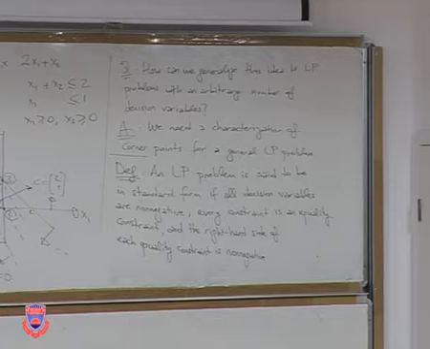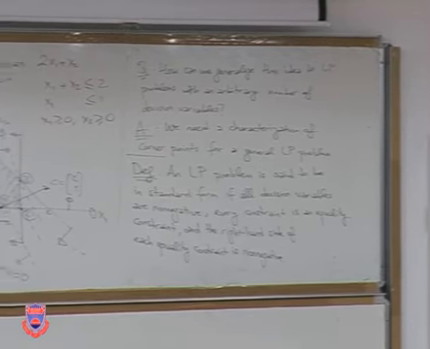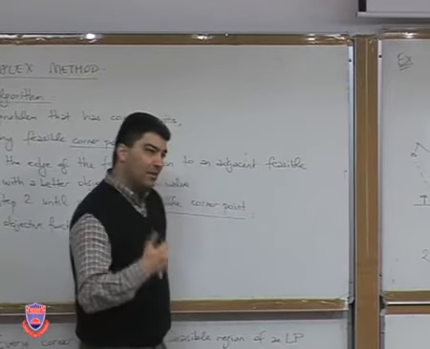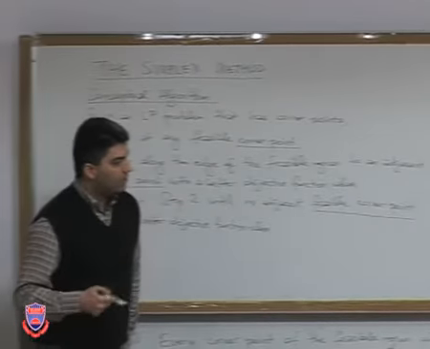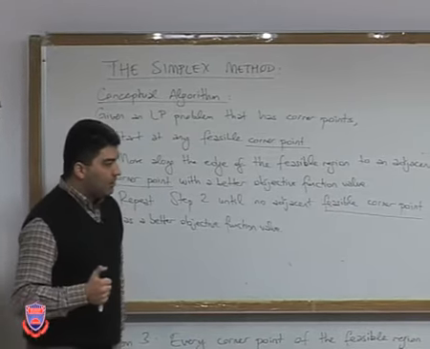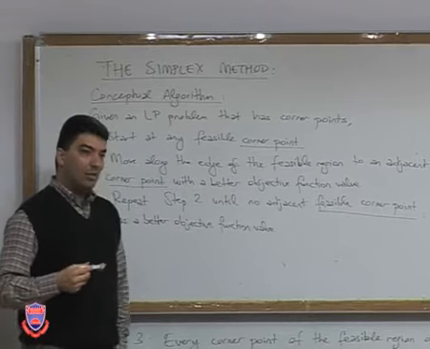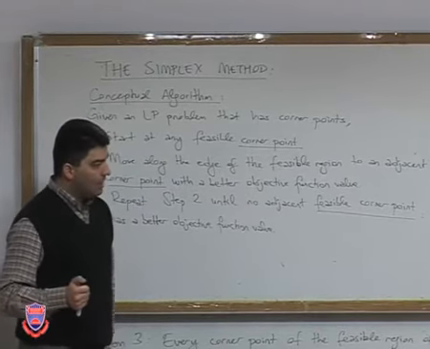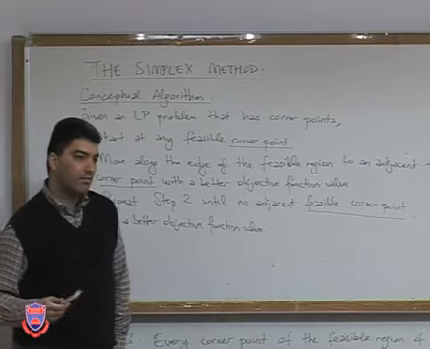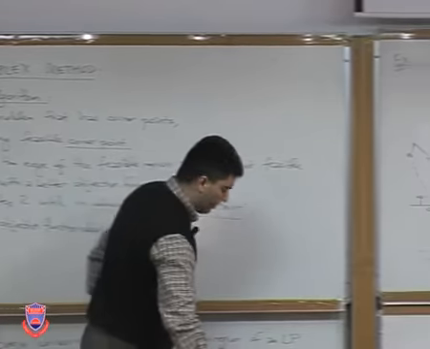So, given an LP problem, I'm going to say that that LP problem is in standard form if it satisfies certain properties. The first property is that all decision variables should be non-negative. The second property is that every constraint should be an equality constraint. And the third property is that the right-hand side of each equality constraint should be non-negative. I'm going to give you an example.